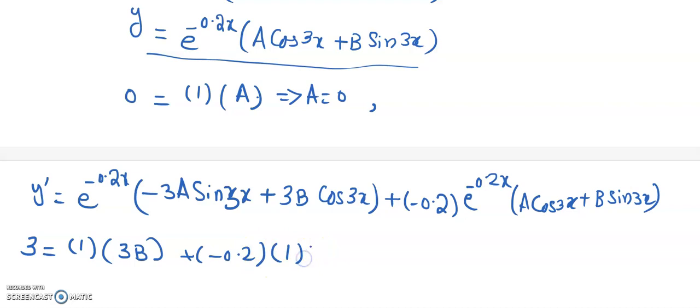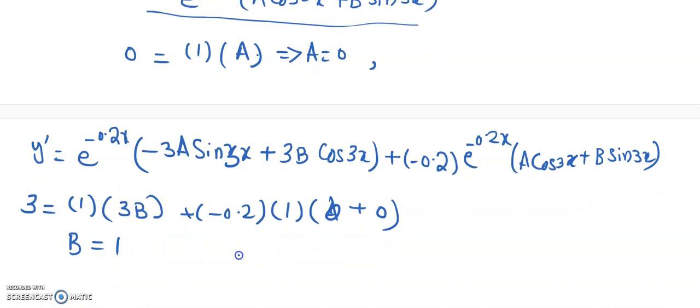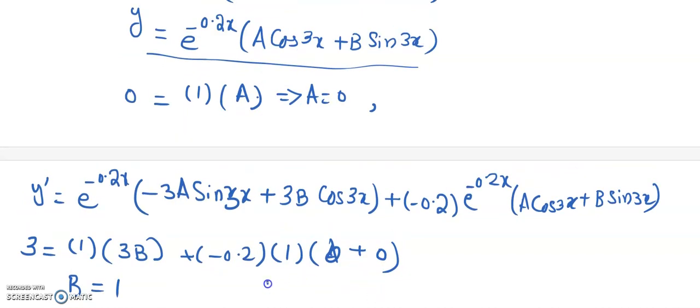And then this will be minus 0.2. This exponential term will be 1, this term will be 0 because a was 0, and the next term will also be 0, so 0 plus 0. That means the whole second term will be 0. So the first term will give b is equal to 1. So in the end we get the solution: y is equal to e power minus 0.2 x times b times sine 3x, because a was 0. So this is the solution.